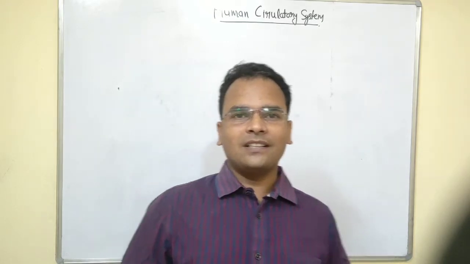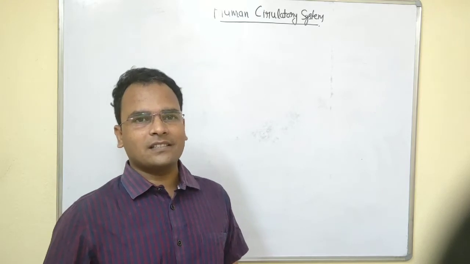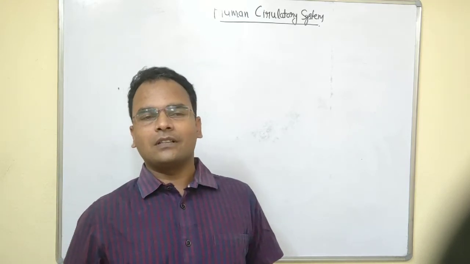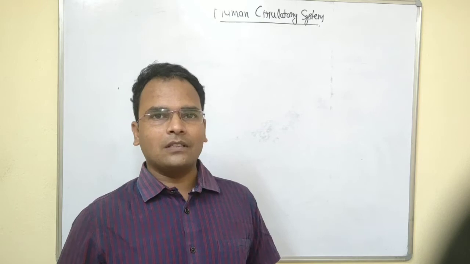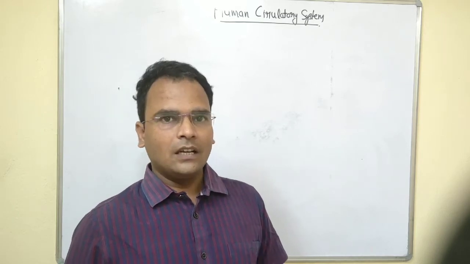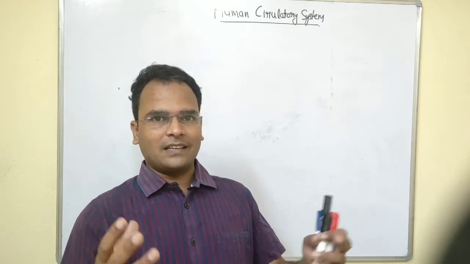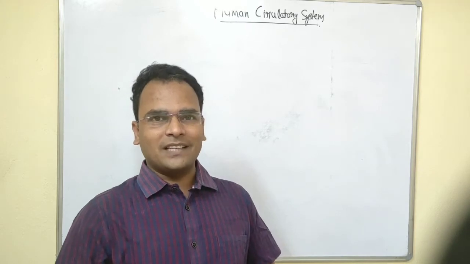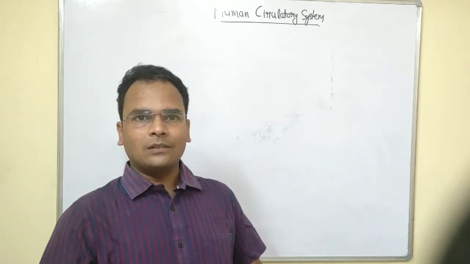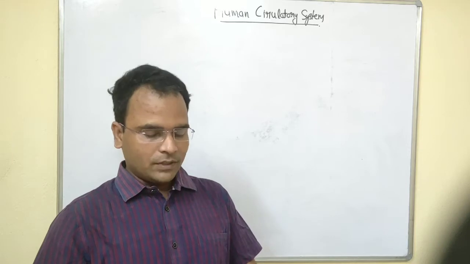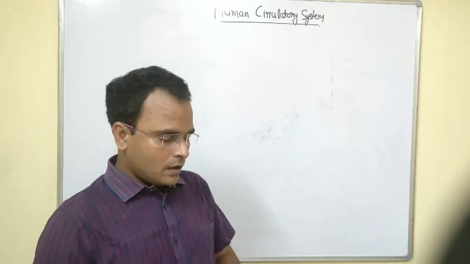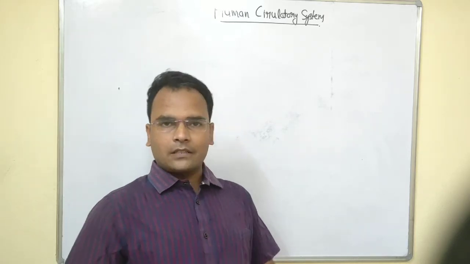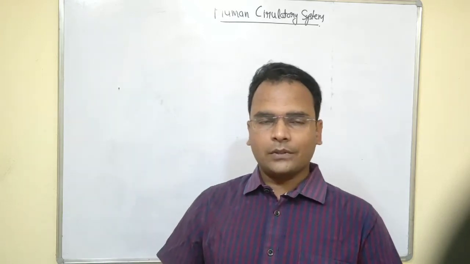Today we are going to study about the human circulatory system, and in this we will generally study the structure of the heart, because it looks complicated, so I'll make it simple so you can draw the diagram with me during the lecture. So the human circulatory system is called the double circulatory system.